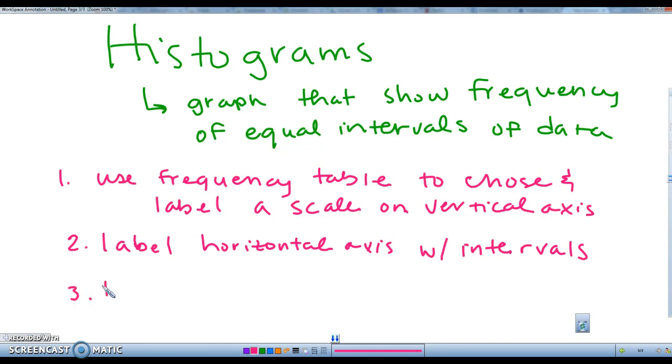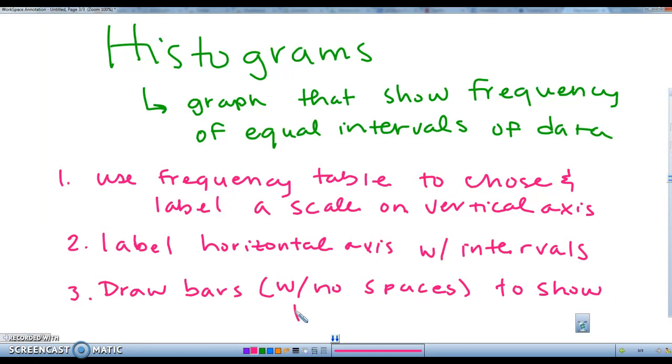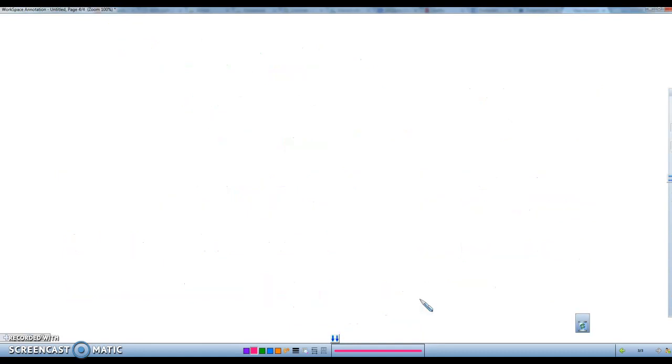And then we draw bars, much like we would on a bar graph, except these have no spaces in between them. And those bars show frequency. Okay, so that's a lot of words, but let's see what it means.